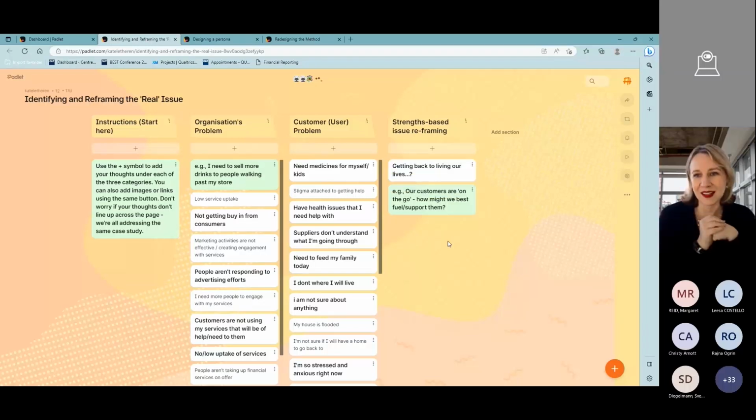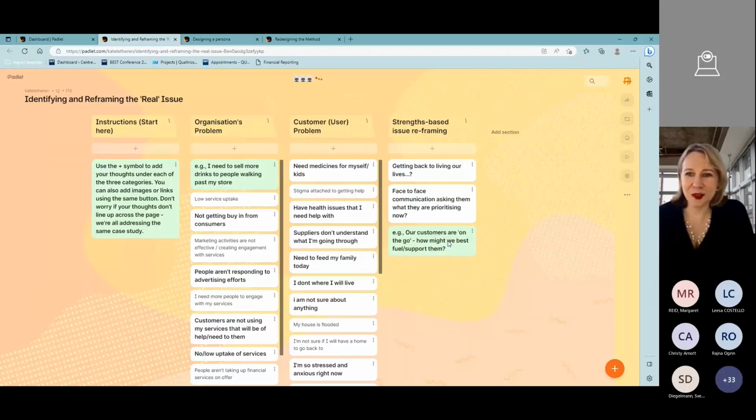Yeah, getting back to living our lives, absolutely. I love that. Face-to-face communication, asking them what they're prioritising now. Yes. Talking to them from their perspective. Looking at their priorities, not our priorities. Granted, they are priorities that will align, but we have to look for the alignment here. I can see a couple more people still typing, so I'll leave this open a second longer.